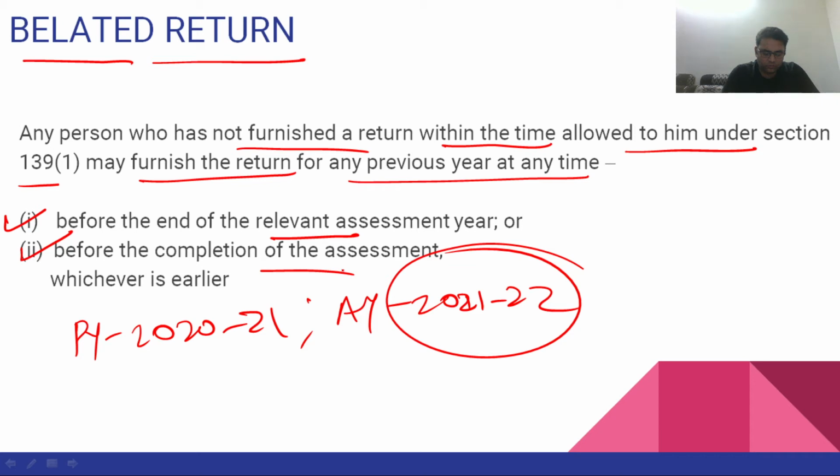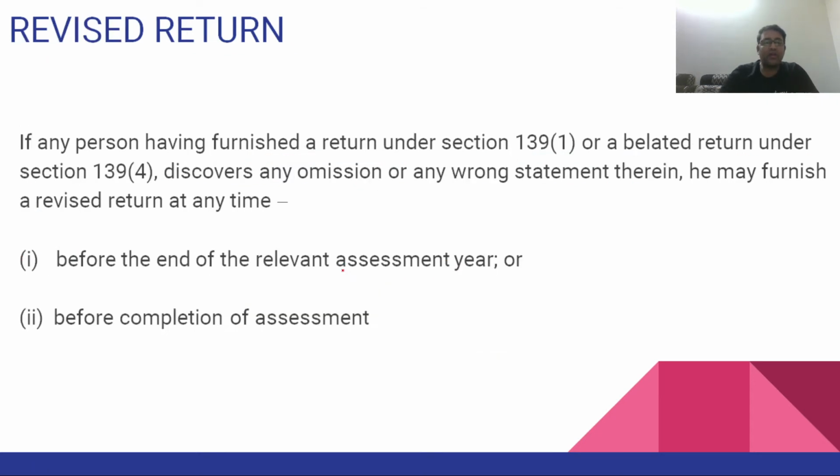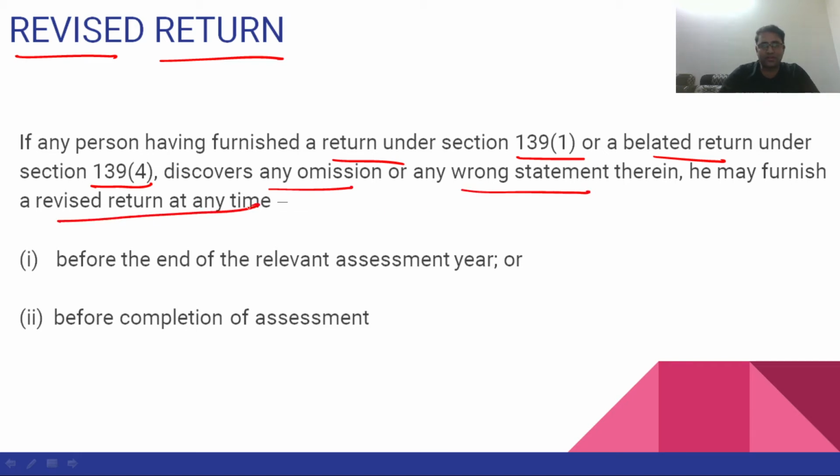Okay, now we have a revised return. Let's say you have filed a return as per section 139(1) by the due date, that is 30th September, 30th November, or 31st July as the case may be, but suddenly you realize you've made a mistake in the return. The Income Tax Act 1961 also gives you a provision to make a correction in that return. Now, if any person having furnished a return under section 139(1) or a belated return under section 139(4) discovers any omission or any wrong statement therein, he may furnish a revised return.